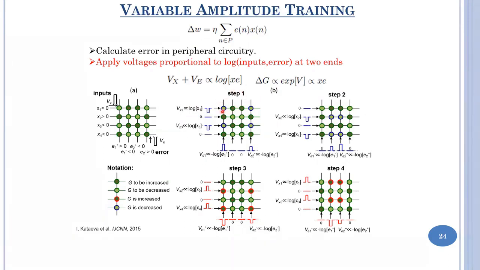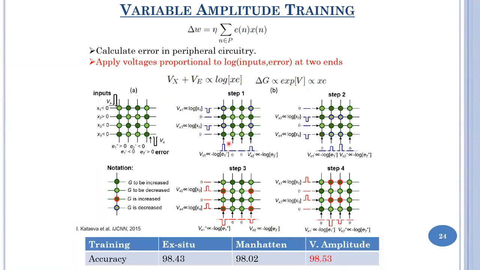Now, RMs have this property that their change in conductance is exponentially dependent on the voltage. So you have this delta G proportional to exponential of this log of XE, which at the end of the day becomes X times E, which is precisely what you calculated over here. So you can also change the amplitude of the change in the conductance proportionally to the value of error multiplied by this X. That is something you can do just by encoding your voltages proportional to the log of inputs and errors.